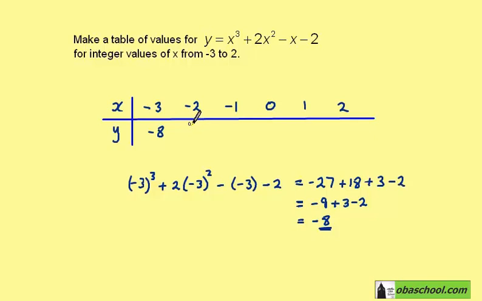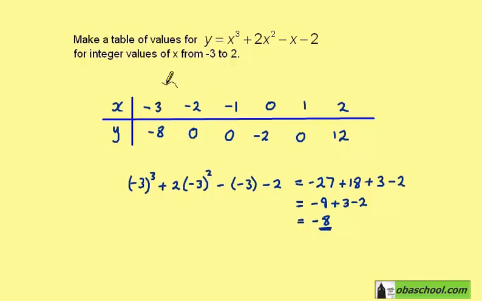Doing the same for the other values, we get 0, 0, minus 2, 0, and 12. If you were trying to plot the curve, you'd find that these points don't give you enough detail.